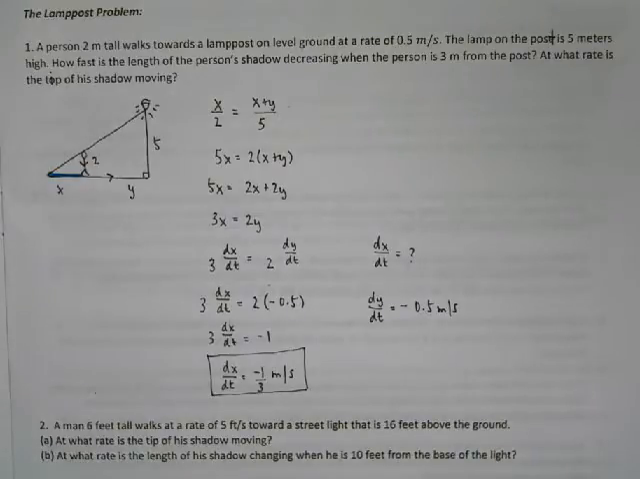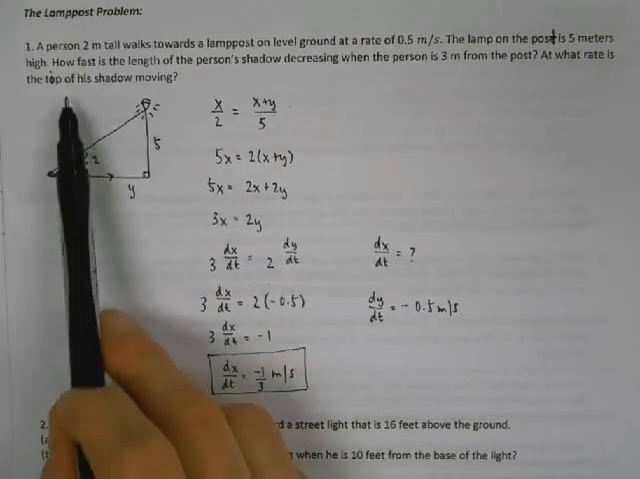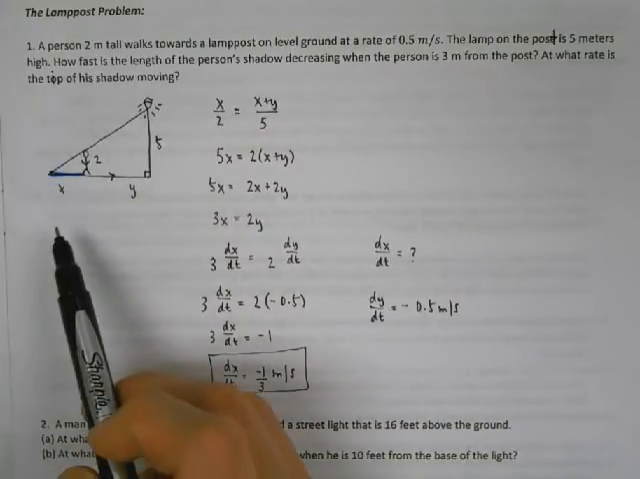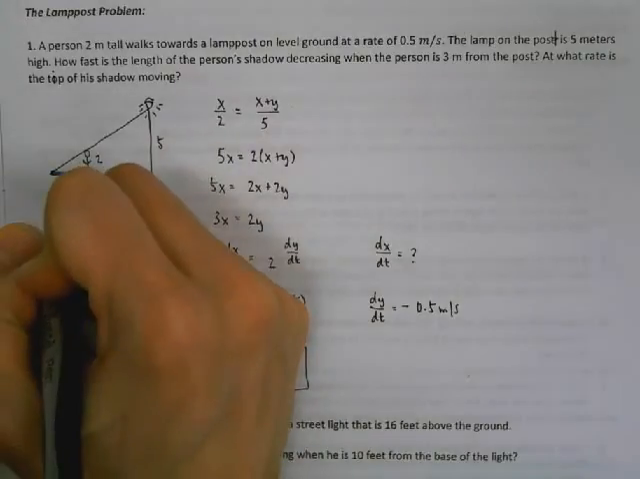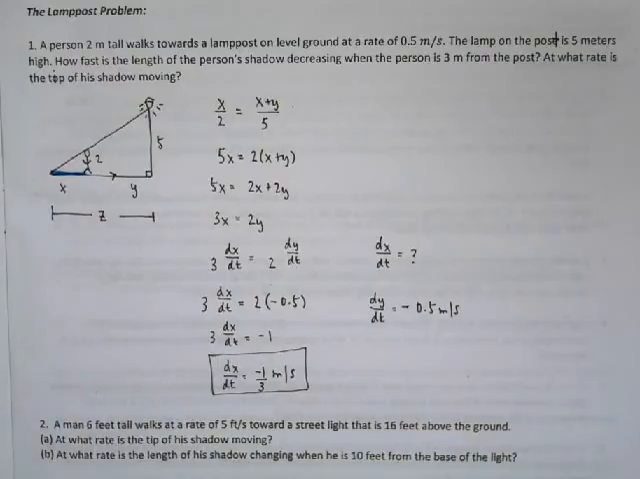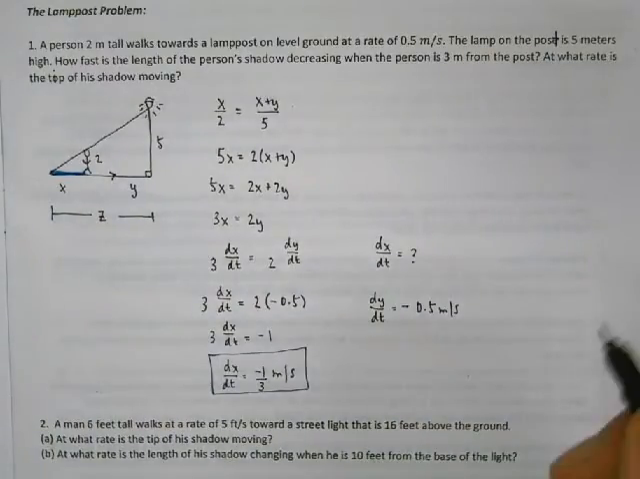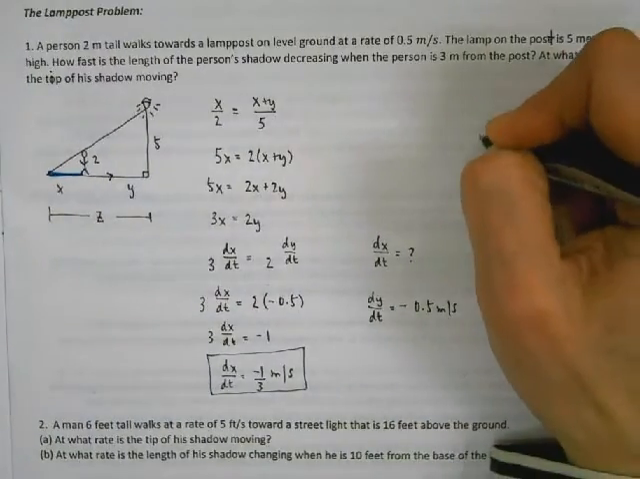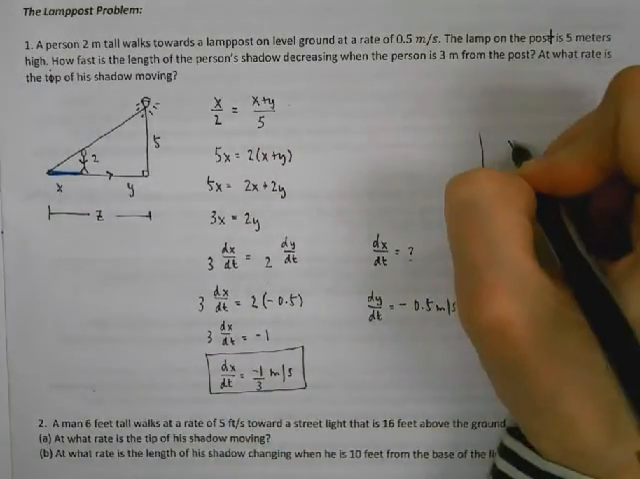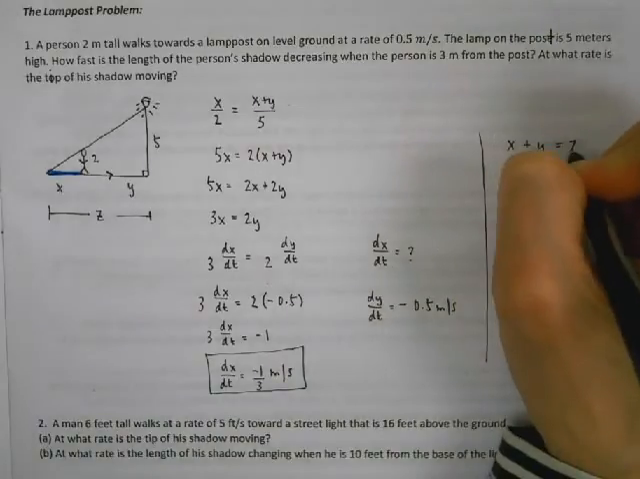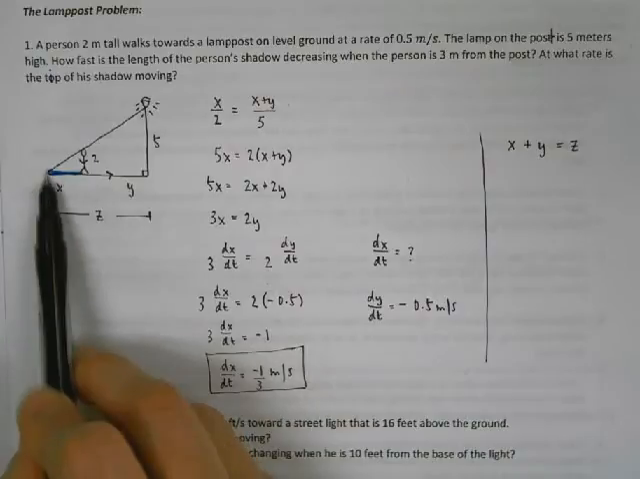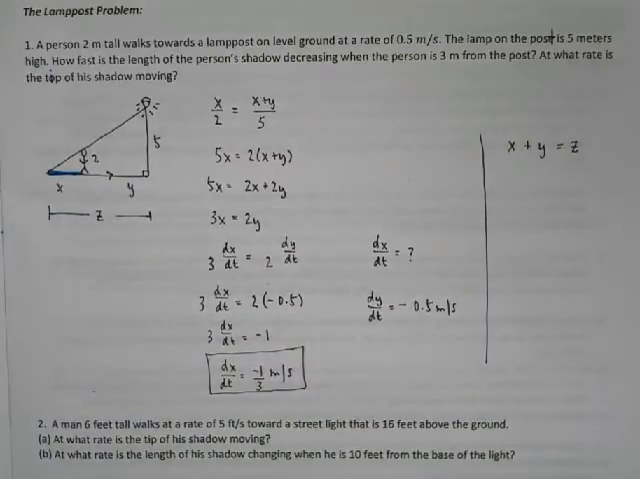Now, the second question is a little different. It says, at what rate is the tip of his shadow moving? So at what rate is this point moving here? I'm going to call this whole distance z, and this is going to be part B. So I'm going to draw a little line here. To relate x, y, and z, I know that x plus y is going to be equal to z. So the length between me and the post plus the length of my shadow is equal to z.